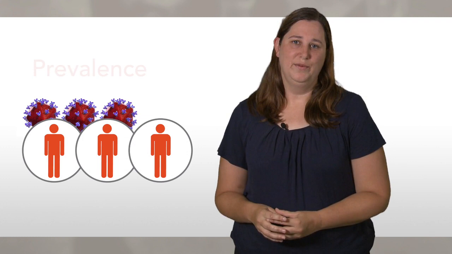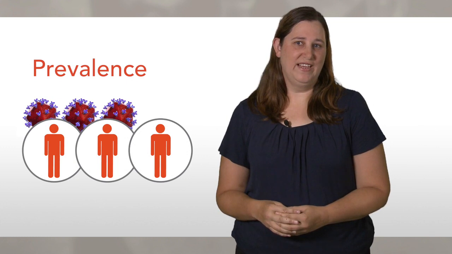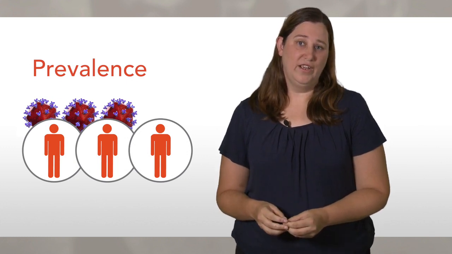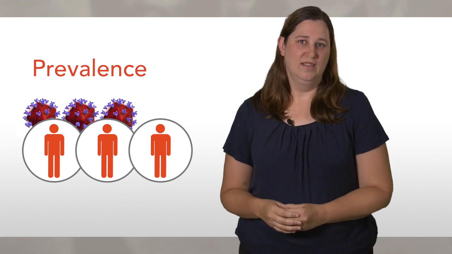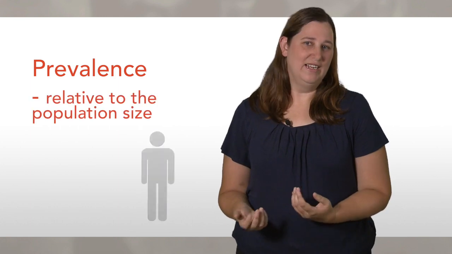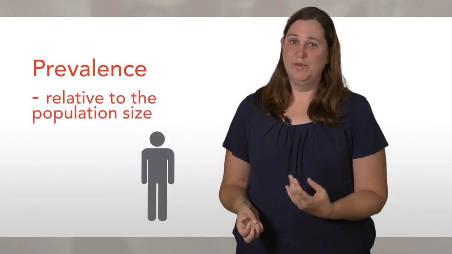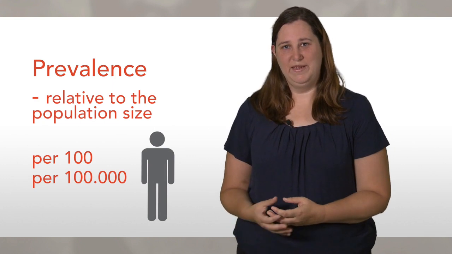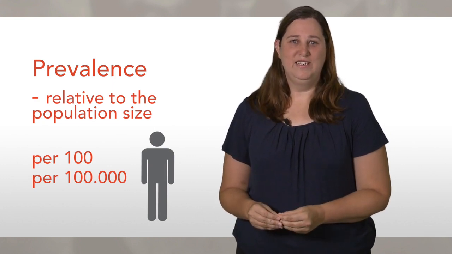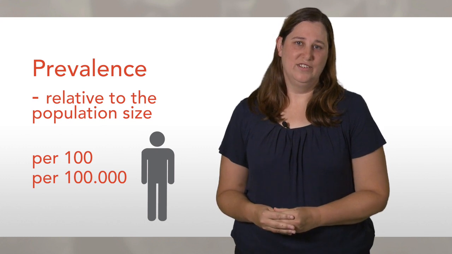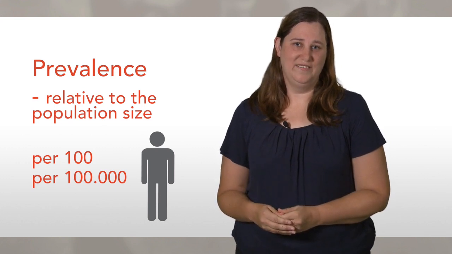When we want to describe how widespread an infection is in a population, we can measure the prevalence. This is the number of people in the population who have the infection at a given point in time or over a given time period. However, the total number of people in a population with the infection will be affected by the size of that population. Therefore, the prevalence is generally expressed relative to the population size, for example per 100 people or per 100,000 people. Once expressed in this way, we can then compare prevalences across settings where the total population size differs.